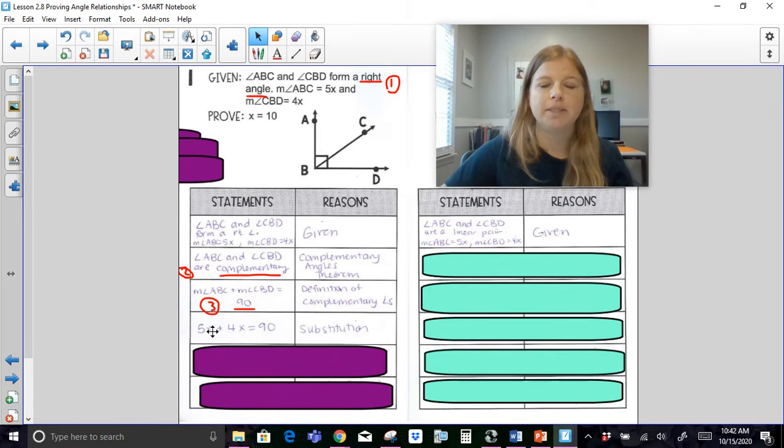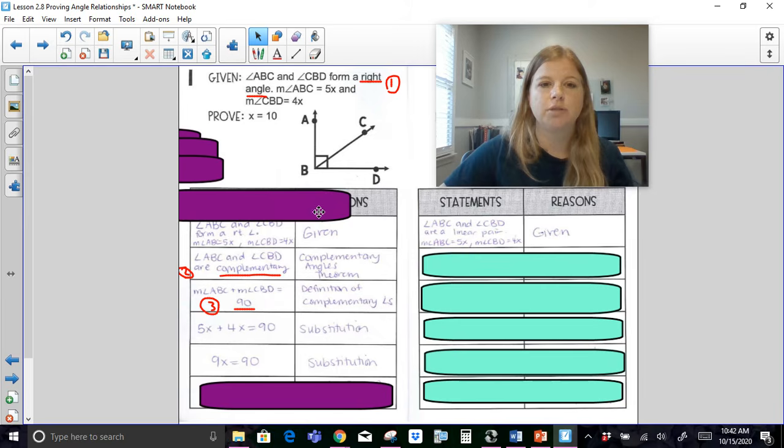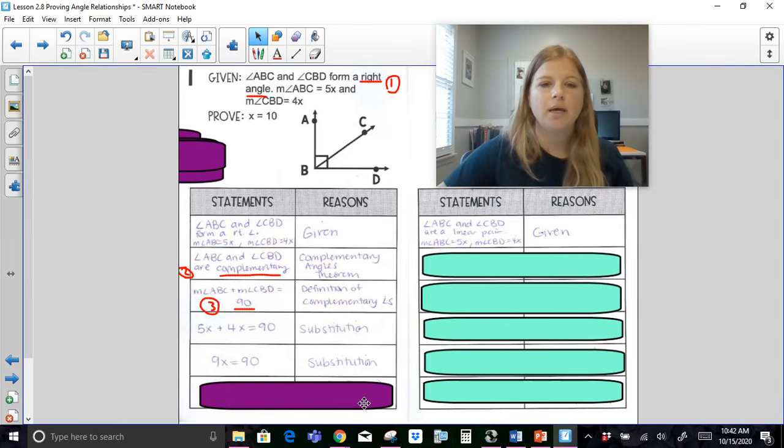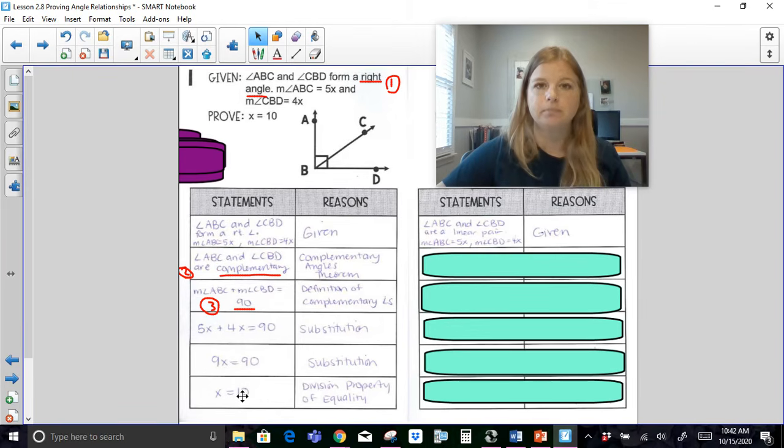Okay, measure of angle ABC is 5x, measure of angle CBD is 4x. I can then use substitution to combine my like terms. Remember, substitution gets used two different ways, basically: to replace values that they know they're equal to, and also to combine like terms. And then I would be able to say that x equals 10, and that's me using the division property of equality if I was to divide both sides by 9.